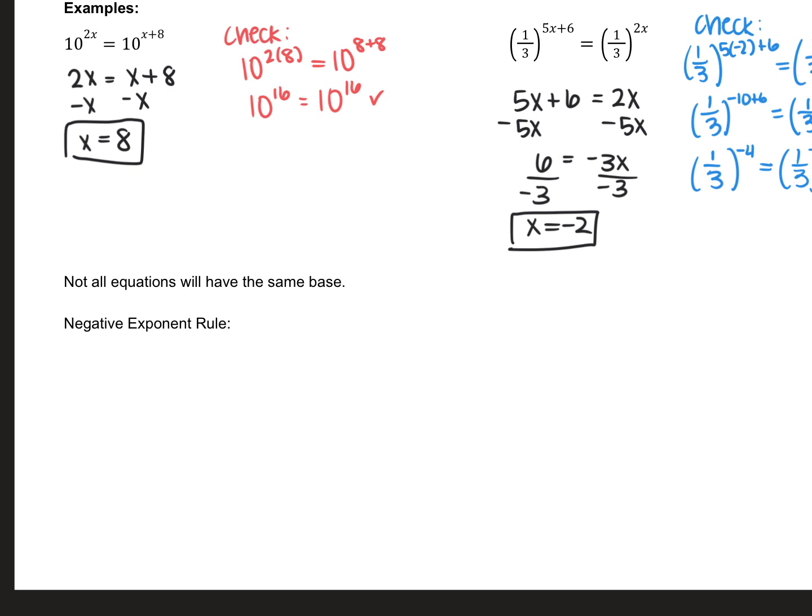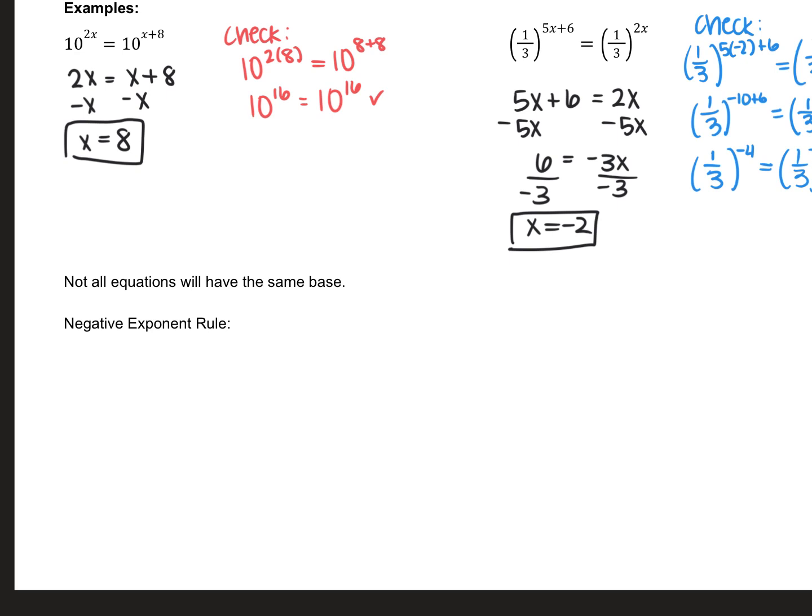Unfortunately for us, not all equations are going to have the same base. We talked about in our example that there's a way to rewrite them so they have the same base. Like when I had 2 to the x equals 4, I knew I could rewrite 4 as 2 squared. That's the easy situation where they don't have the same base, and you can rewrite them. But there's also something called the negative exponent rule.